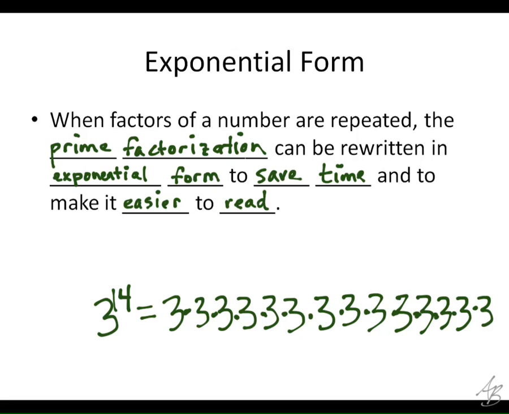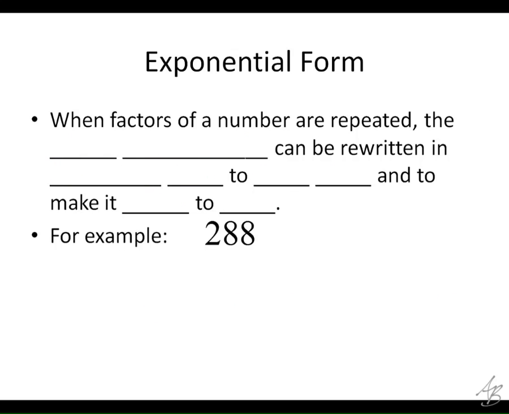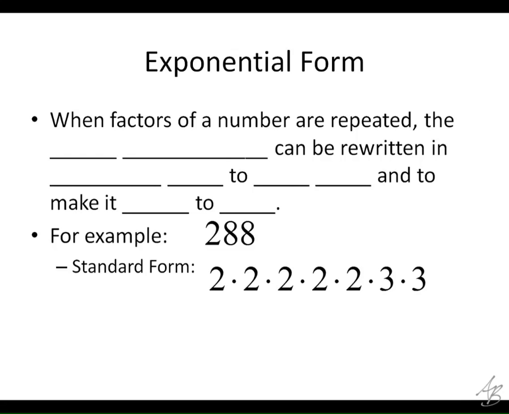So let's look at a few examples here. We're going to write things in what we call standard form, and we're going to write things in exponential form. I want to use 288 as an example. If you factor 288, this is not your example. Don't write this down. If you factor 288, these are the numbers that would be your circled numbers, your prime numbers. So it would be 2 times 2 times 2 times 2 times 2 times 3 times 3. That's called standard form. Okay, we wrote them smallest numbers first, biggest numbers second.